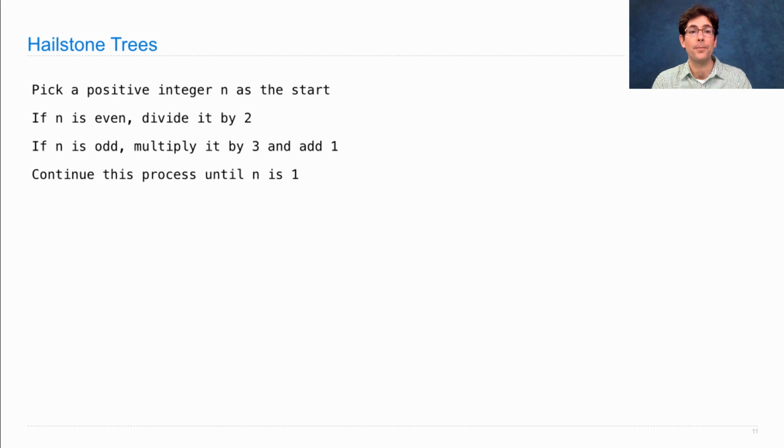Start at 5, you go to 16 according to this rule, and then you divide that by 2 to go to 8, divide it by 2 to go to 4, and then 2, and then 1, and you're done.